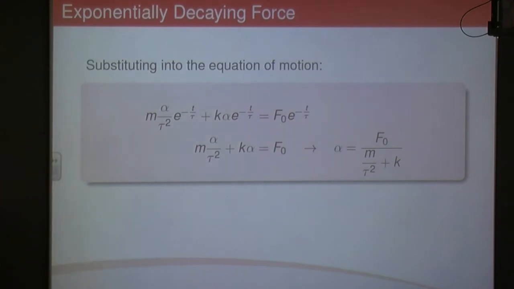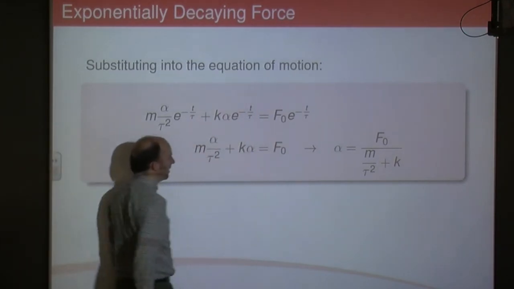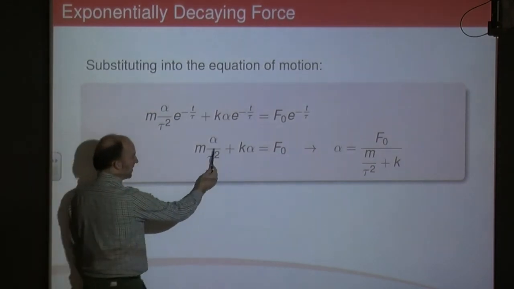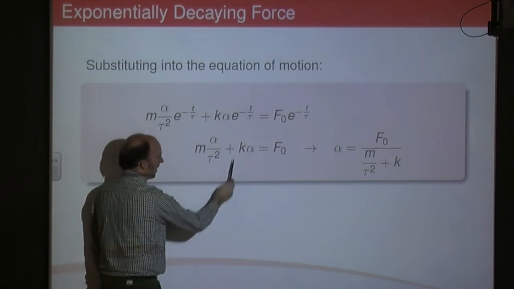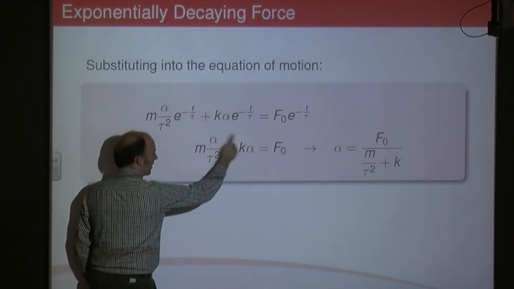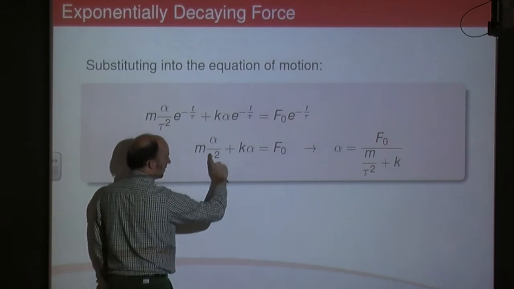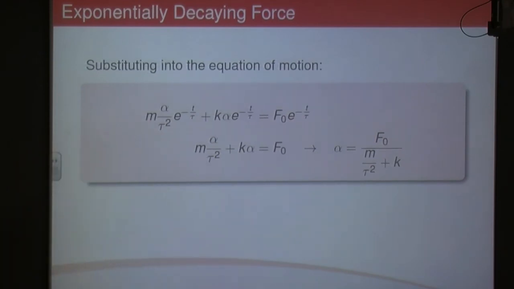What is alpha? Well, we can cancel out the exponential terms. They disappear, we don't need to worry because they're in every term. We end up with this as our term. And if you solve for alpha, you end up with f naught divided by m upon tau squared plus k. That's quite clear. If you take alpha out of both of these terms, alpha's out front, and you end up with that term in brackets. You then divide both sides by that term, and you end up with alpha being that relatively complex fraction of fractions.